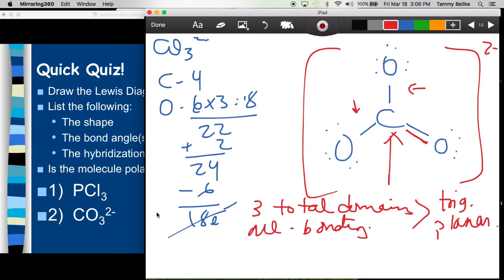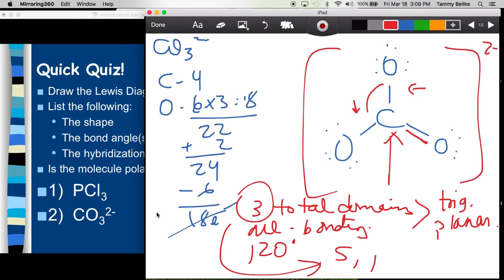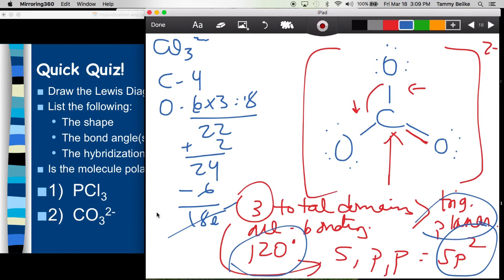Okay. Well then, if I'm looking for bond angle, this molecule is totally flat, so the bond angle would be a circle divided into 3 sections, so that's 120 degrees. Since there's 3 total domains, that means I need an s and 2 p orbitals. That makes sp2 hybridization. Okay, so now I've done the shape, the angle, and the hybridization here.